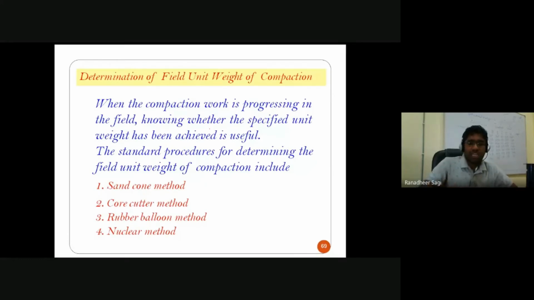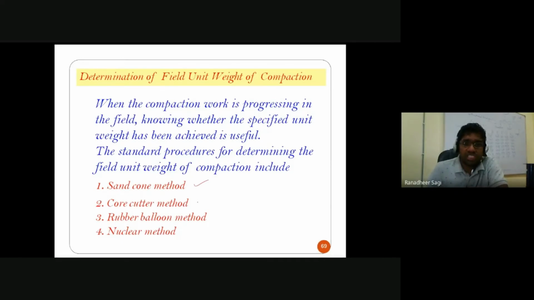Now, once we say I have carried out my compaction in the field, then the next job is to understand how much is that density, or what is the unit weight of that particular soil that is compacted in the field. So how do we determine that unit weight? We have different types of tests by which you can determine the unit weight of the compacted soil in the field. Some of those tests are what we are listing out here.